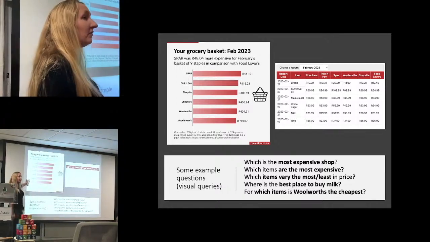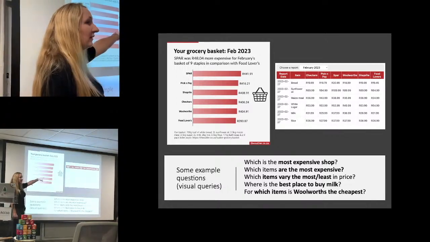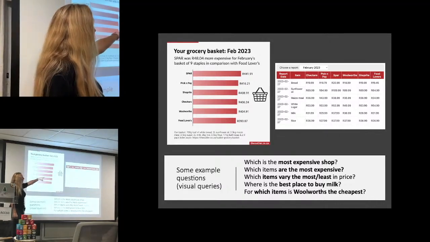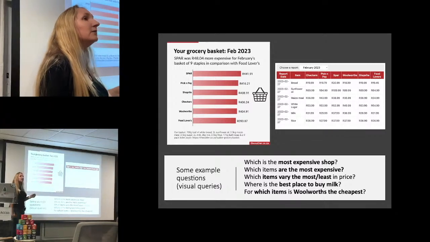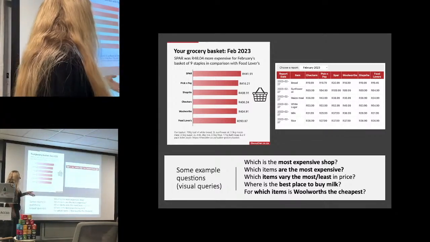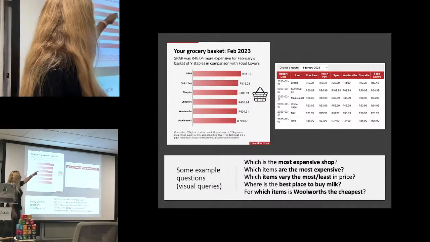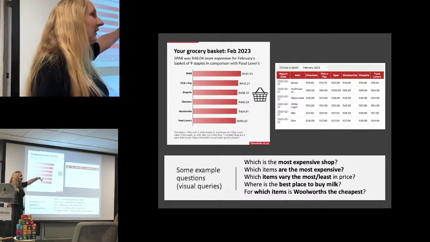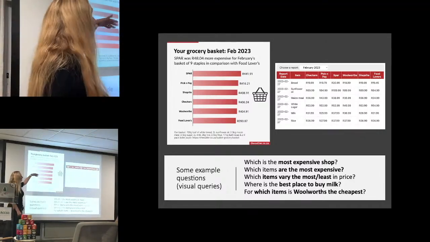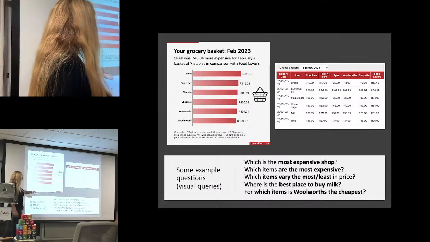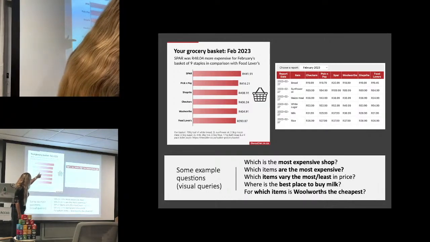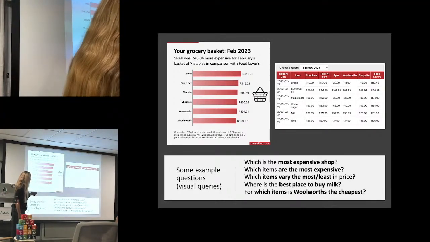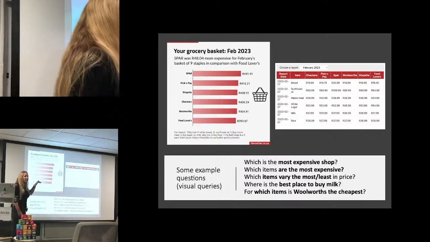Which items are the most expensive? Well, that's actually not in their visualization. They've just given us the table, and we have to go and look up and compare all the items, and that takes a while. Which items vary the most or least in price? That's also going to require us to look at the numbers. Not optimal. We should be showing that visually. Which is the best place to buy milk? Well, you can go look down the milk, and it is ShopRite. Yes. But you have to jump backwards and forwards to answer it.